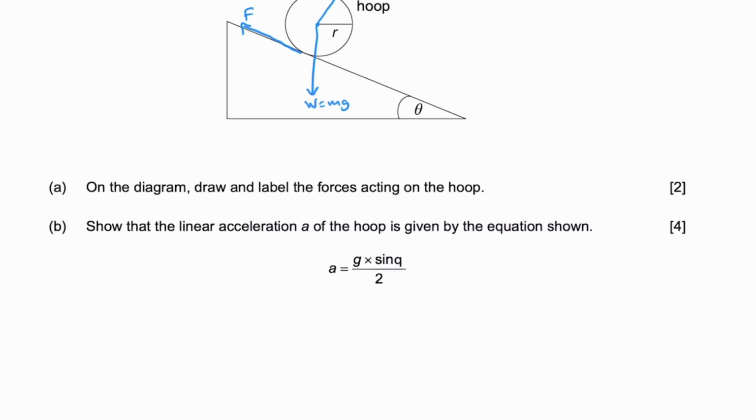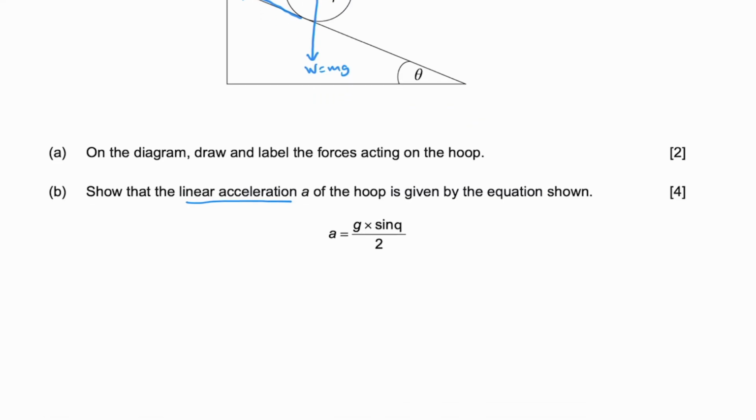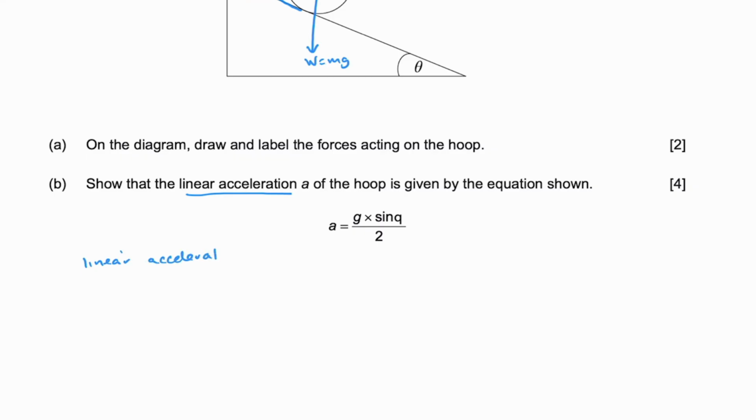B. Show that the linear acceleration of the hoop is given by. This is exactly the same as it was before. So linear acceleration. We use Newton's second law for that, which is F equals ma. This F is the net force, and the net force causing the acceleration is mg sine theta minus friction equals ma.